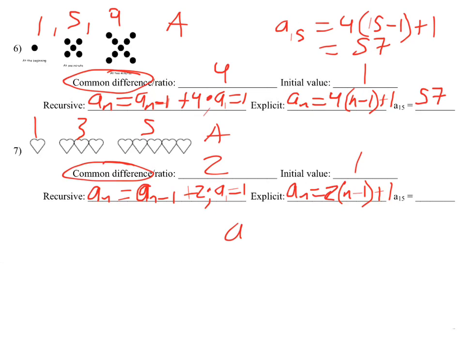If you want to get a sub 15, you take that function and you put 15 in for n, and then you compute it out, which is going to be, see, 2 times 14 is 28, add 1, going to give you 29.